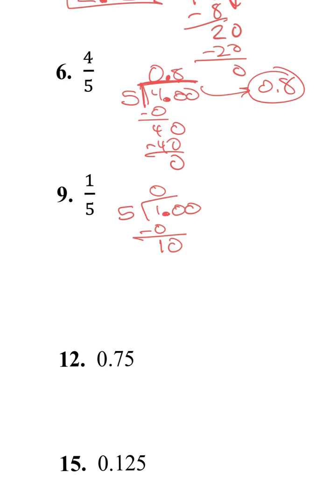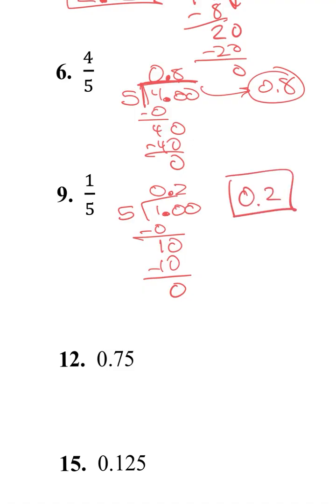5 will go into 10 2 times. 2 times 5 is 10. Subtract those, and I get a remainder of 0. Go and bring the decimal point up into the quotient. And my final answer is 1/5 is the same thing as 2/10.